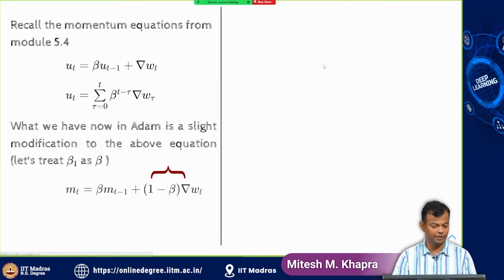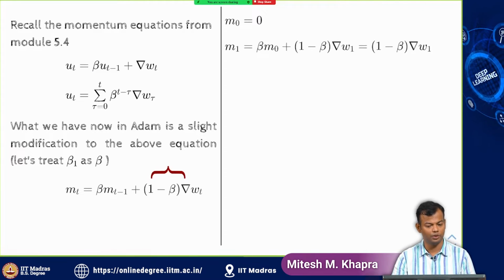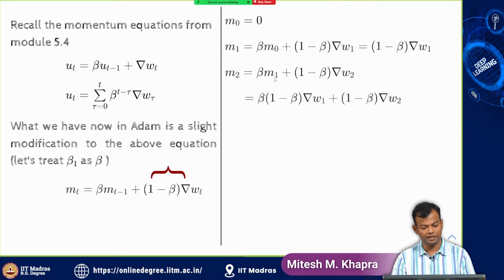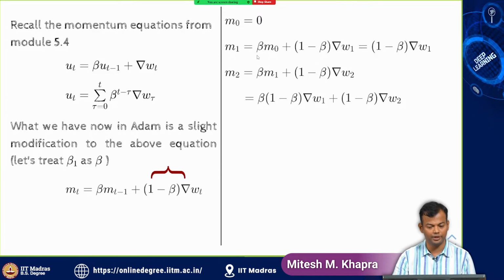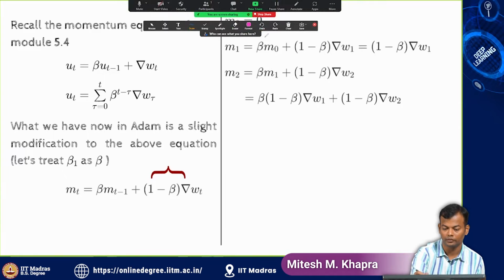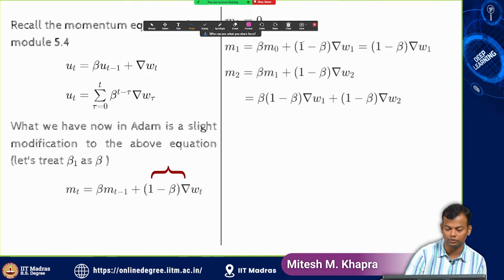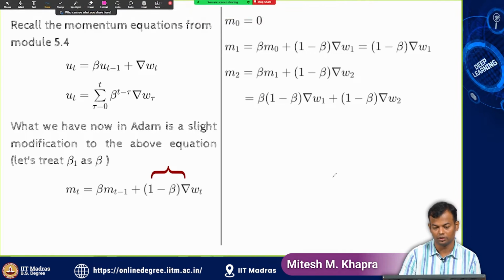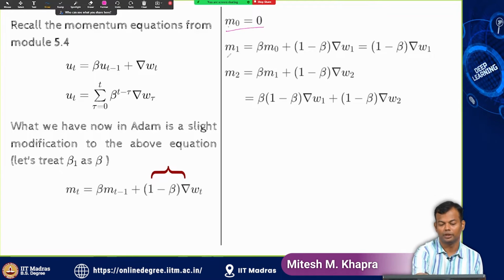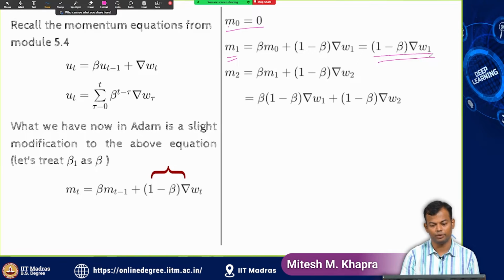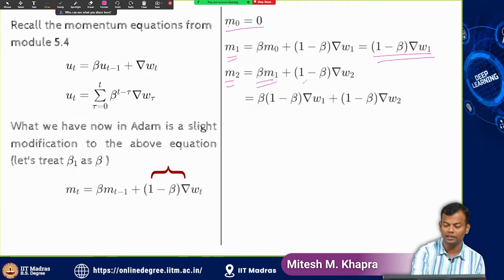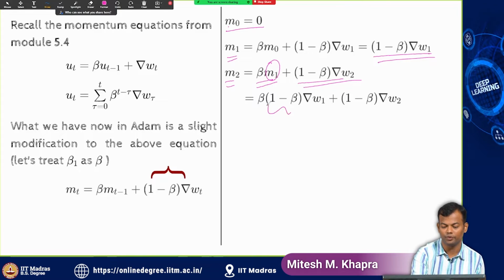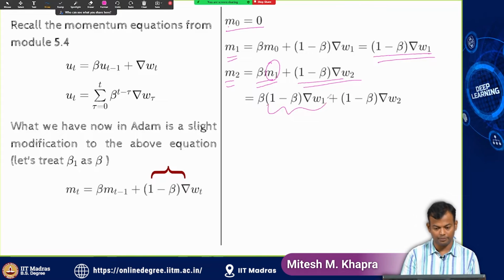So we'll have mt is beta into mt minus 1, plus this 1 minus beta term. So m0 is 0, m1 is going to be this, m2 is going to be this. And again, what I did here is that I started off with m0 equal to 0. Then my m1 was 1 minus beta times delta w1. m2 was beta into m1 plus 1 minus beta into delta w2. But then I've substituted the value of m1 as 1 minus beta into delta w1. And I'll keep doing this, right?